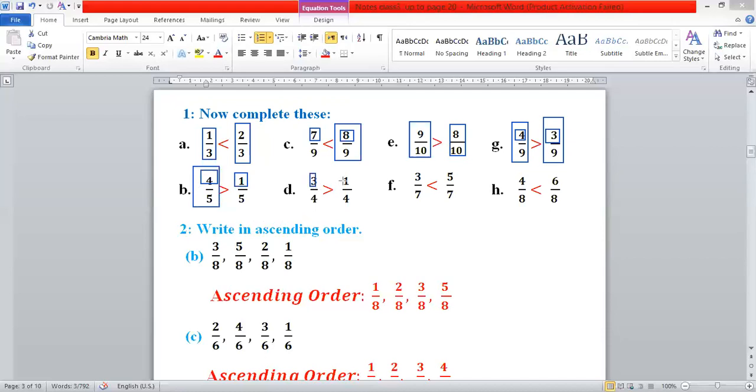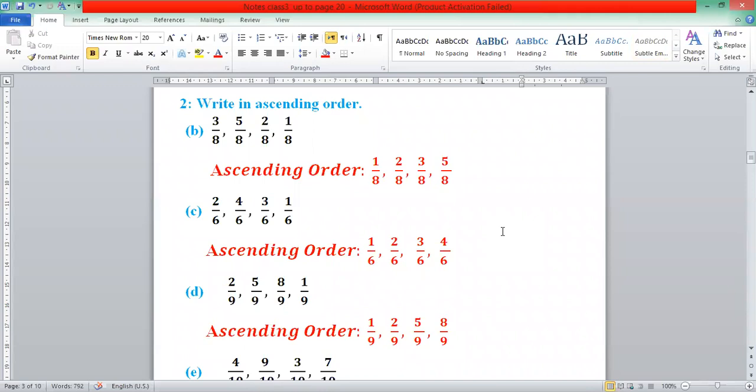Here 3, compare 3 and 1. 3 over 4 is greater than 1 over 4. Here compare 3 with 5. 5 is greater, therefore 5 over 7 is greater and 3 over 7 is less. 3 is less than 5, therefore 3 over 7 is less than 5 over 7. 4 and 6. 4 is less, 6 is greater, therefore 4 over 8 is less than 6 over 8. Again, I'm going to tell you this symbol is less and this symbol is greater.